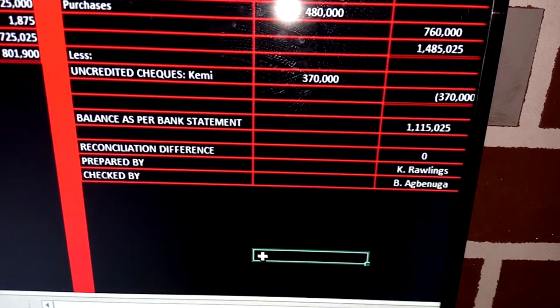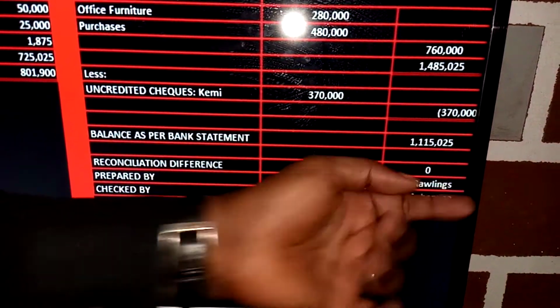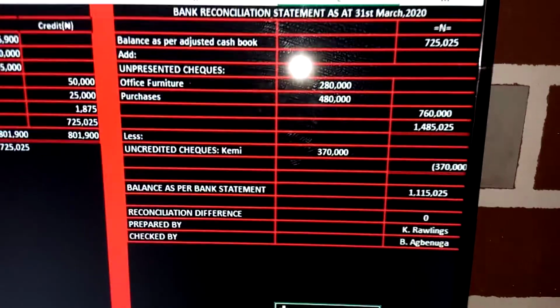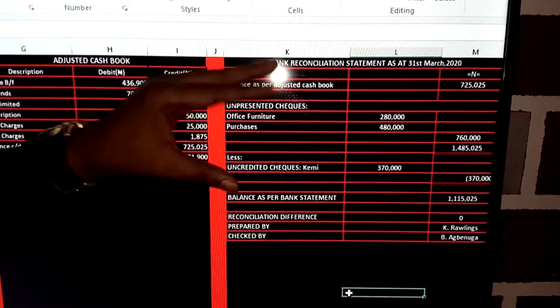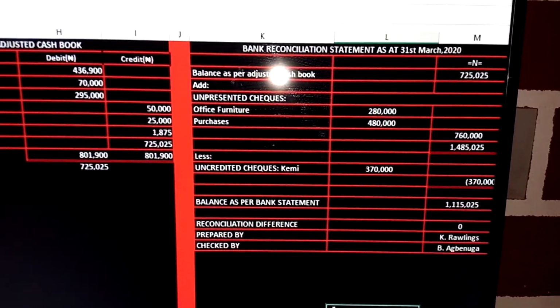So usually in business organizations, someone will prepare and someone will check it. So say prepared by K. Rollins, checked by B. Agbenos. Anybody can be the preparer, anybody can be the checker, depending on the process of the organization. But this is just the way a bank reconciliation statement is prepared after adjusting the cash book.